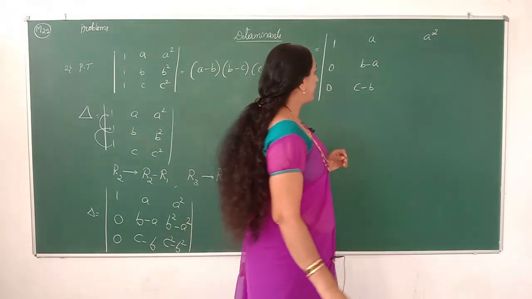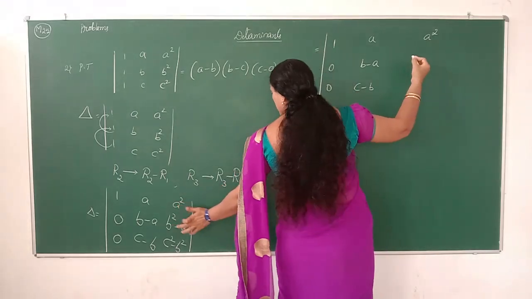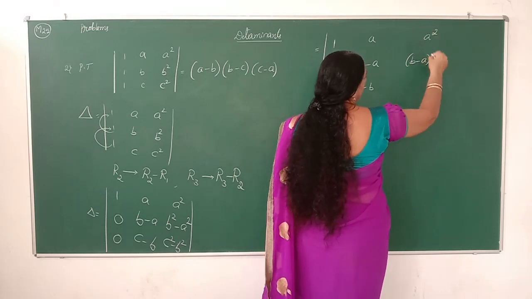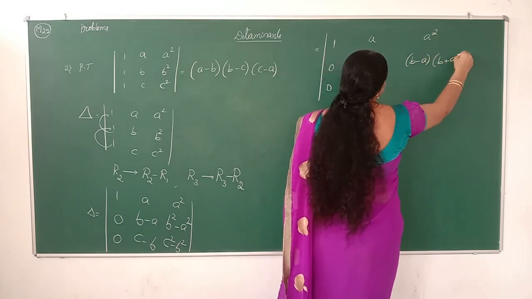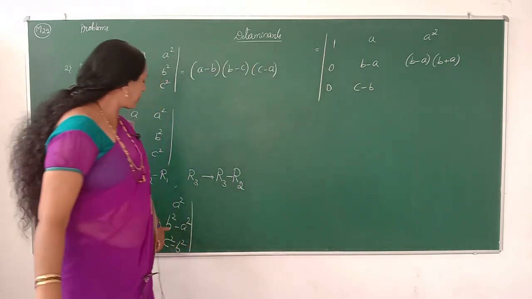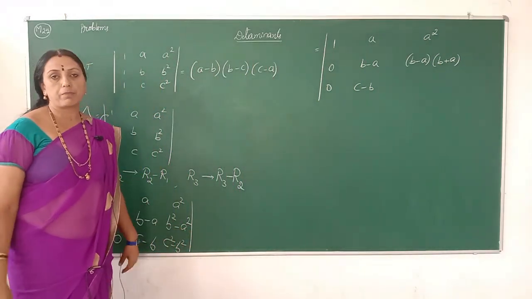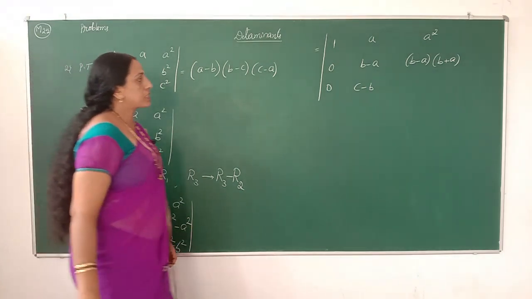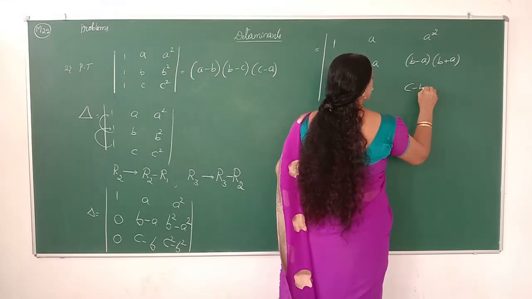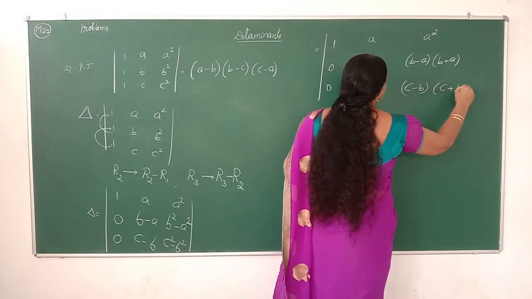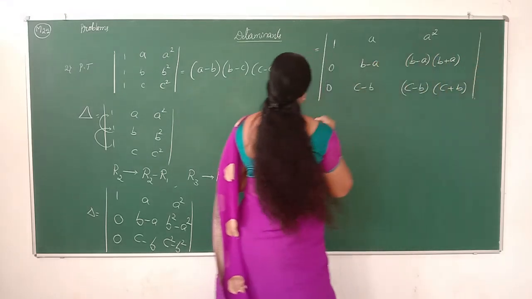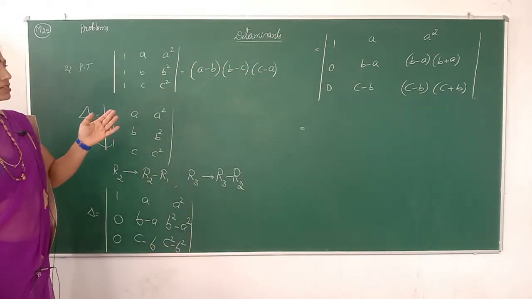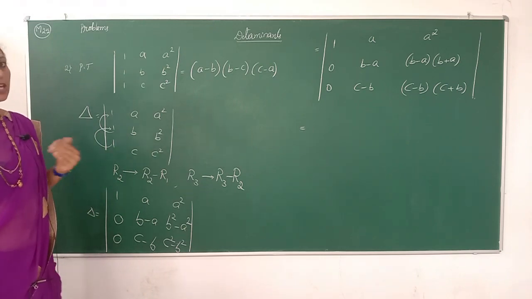...and then c square minus b square. Expanding, a square minus b square can be written as (a plus b)(a minus b). Similarly, b square minus a square can be written as (b plus a)(b minus a). Similarly, c square minus b square can be written as (c minus b)(c plus b). Next, we observe whether there are any common factors for all the elements of one of the rows or columns.